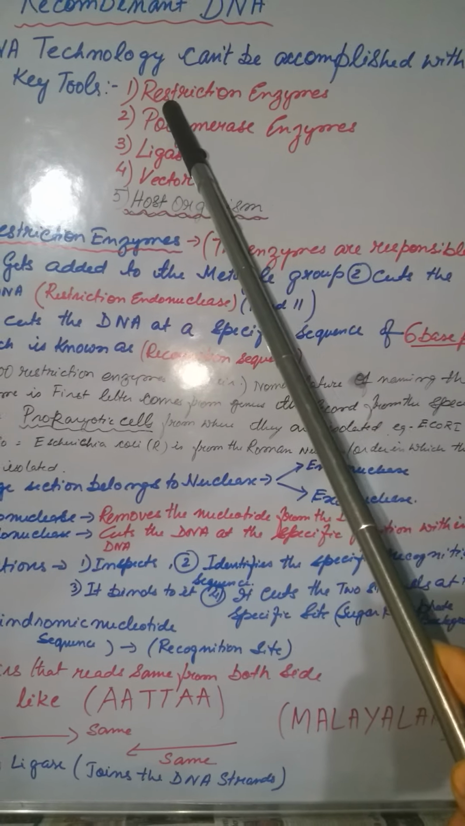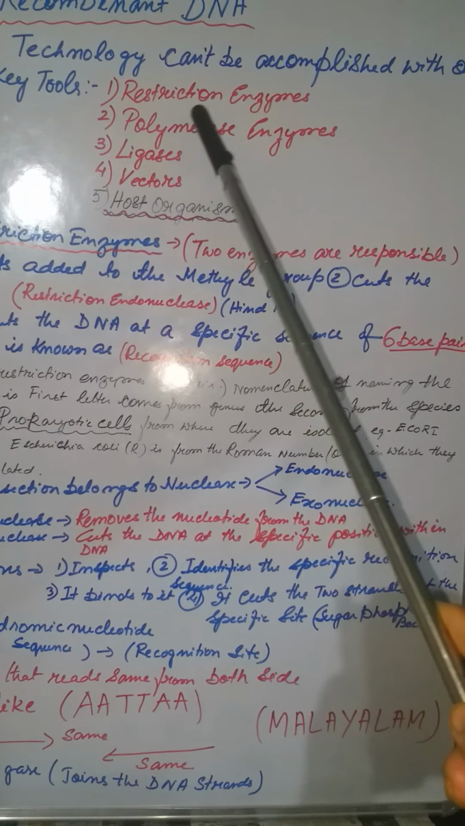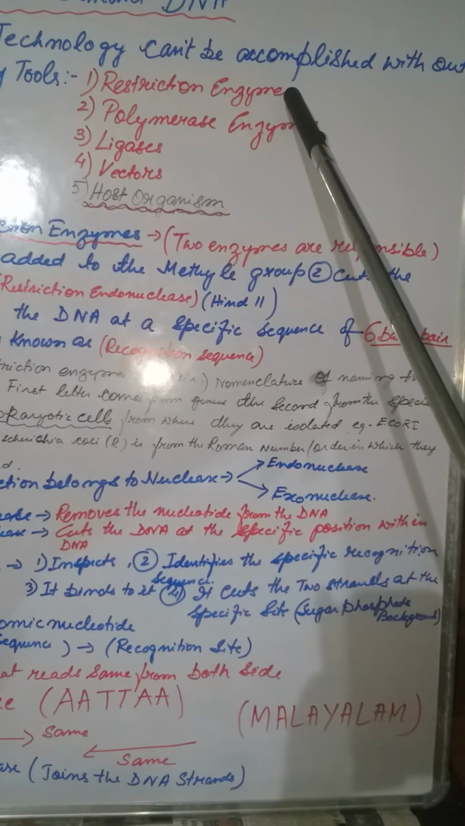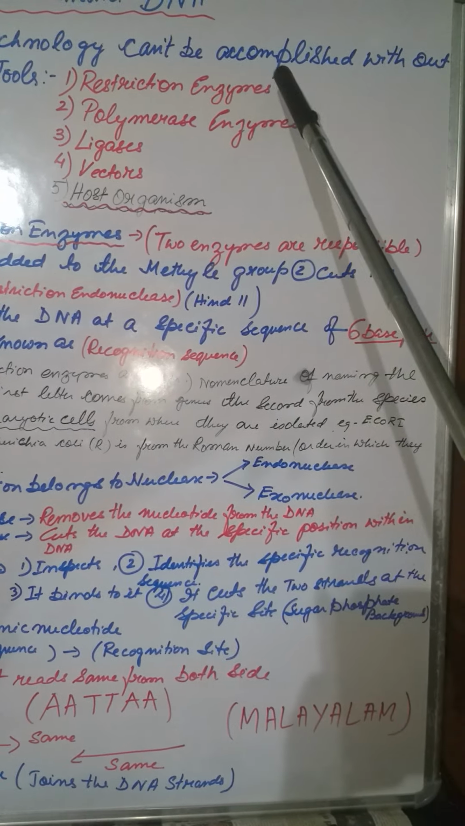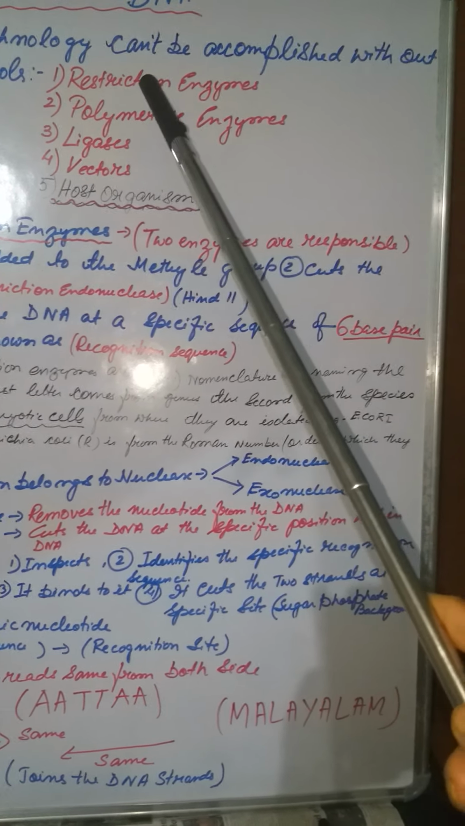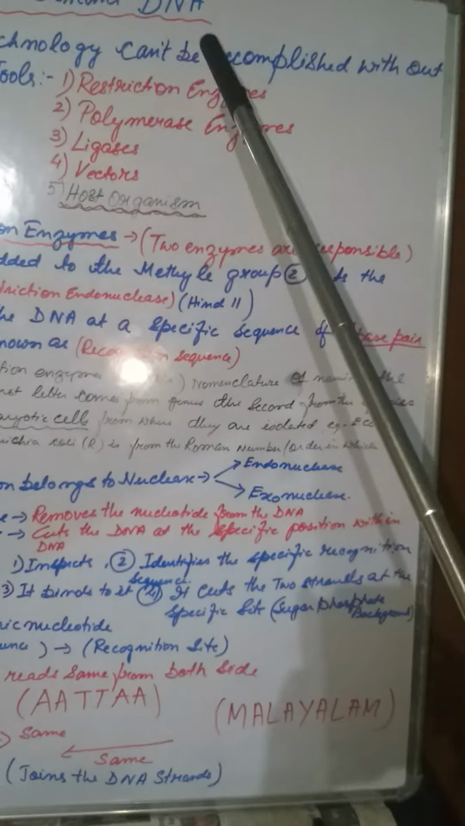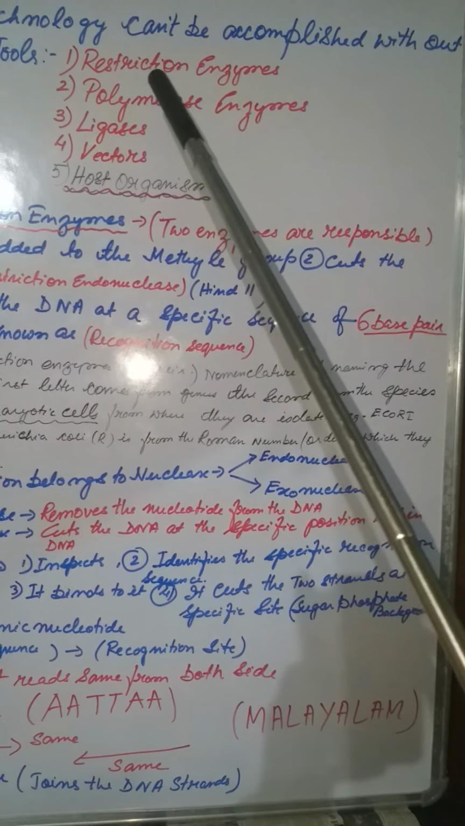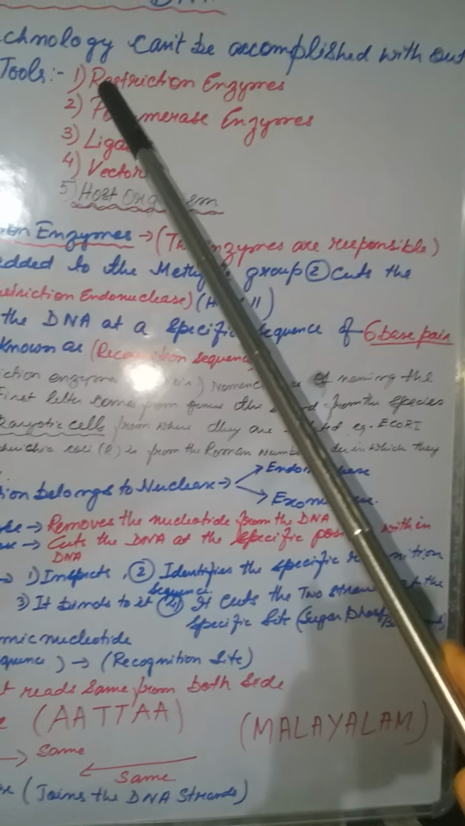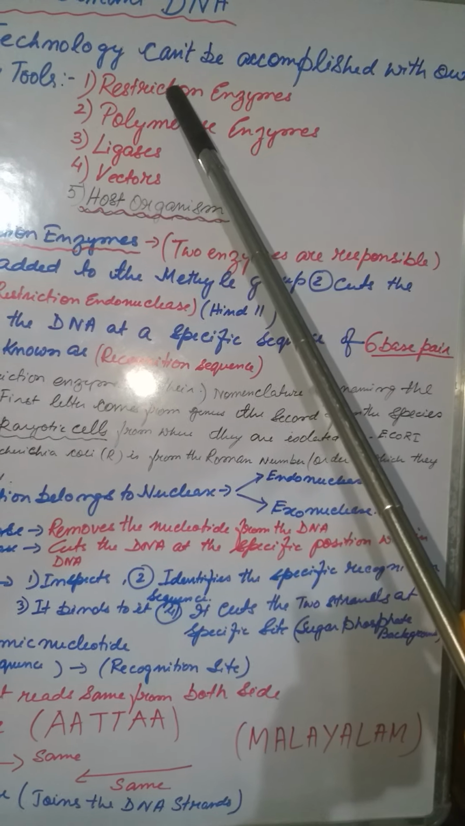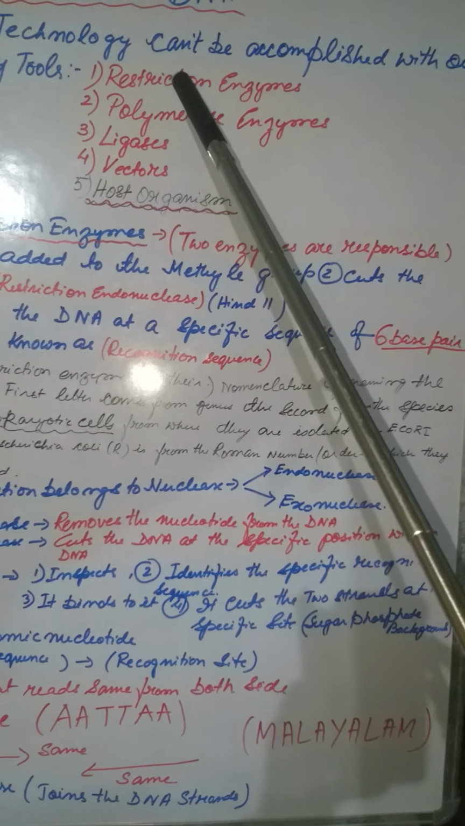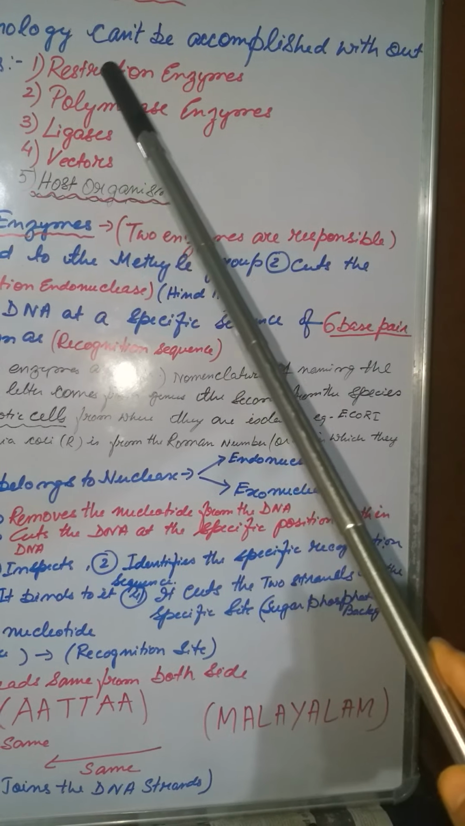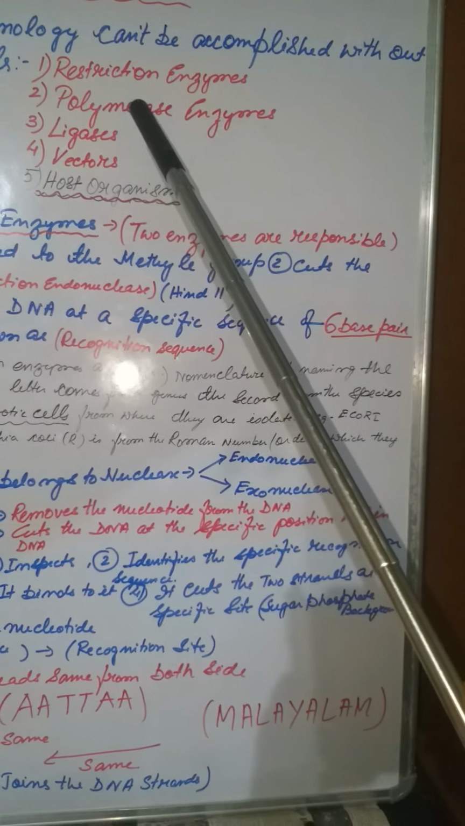The first and the primary is the restriction enzymes. A restriction enzyme is the particular enzyme that is used to cut the required DNA that you want to fix into a recombinant DNA. That means the restriction enzyme is used to cut off that piece of DNA that you want to get added to the vector DNA.